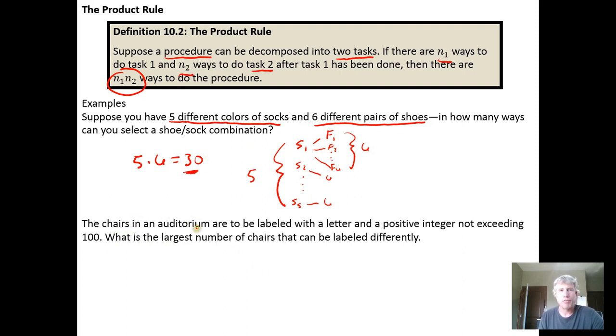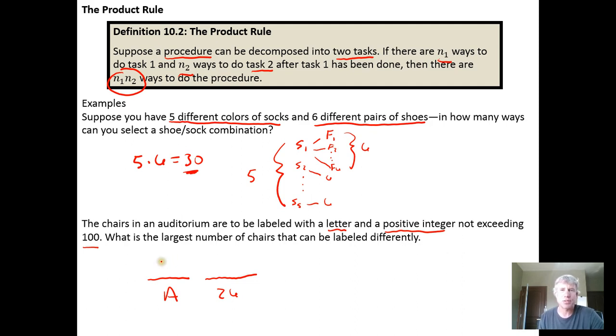The second example, we have chairs in an auditorium that we're going to label with a letter and a positive integer that can't exceed 100. And it says, what is the largest number of chairs that can be labeled differently? So the idea is that you're doing a 2-step procedure. You're first choosing a letter. You're then choosing a positive integer. So for example, we could label a chair A26. So this is a 2-step procedure, and then you ask the question, how many ways can you accomplish the first task that leads to completion of the procedure?